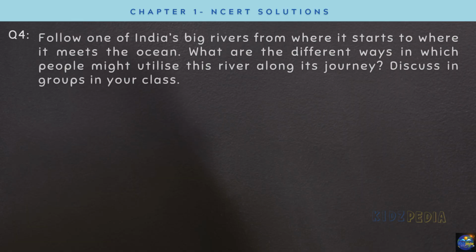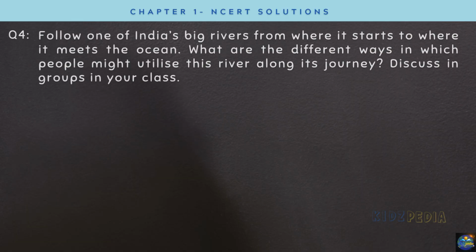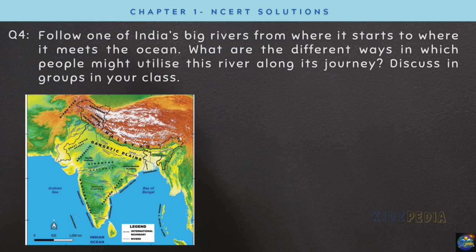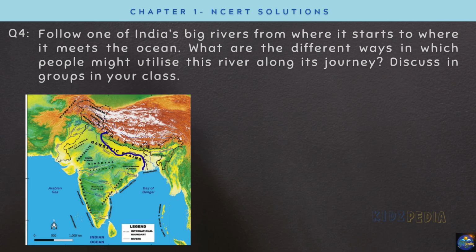Fourth question. Follow one of India's big rivers from where it starts to where it meets the ocean. What are the different ways in which people might utilize this river along its journey? Discuss in groups in your class. So here you need to imagine the river starting from the mountains, flowing through the plains and finally reaching the sea or ocean. At different places along its course, people use the river in different ways depending on the land, climate and local needs. Let's take the Ganga river as an example, from its origin in the Himalayas to where it meets the Bay of Bengal.